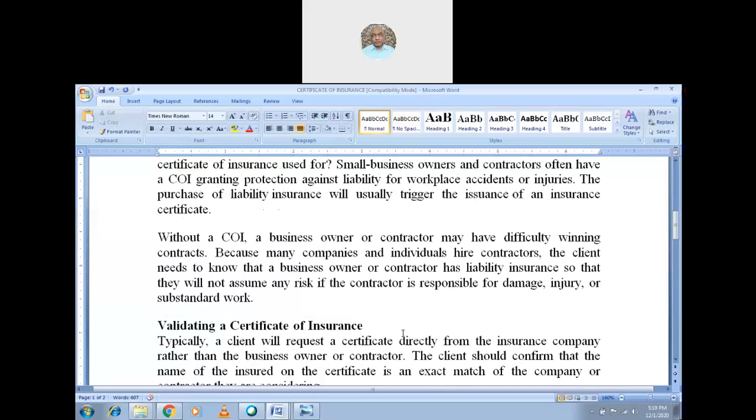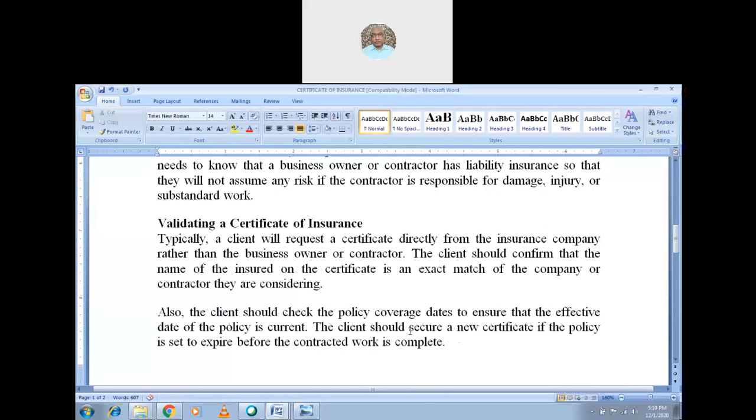Yes, validating a certificate of insurance. How do we validate a certificate of insurance? Typically, a client will request a certificate directly from the insurance company rather than the business owner or a contractor. Yes, they need the certification from there because the insurer has to certify it.